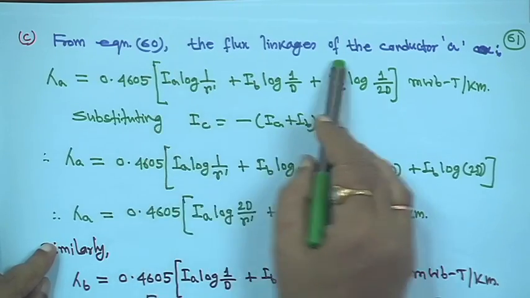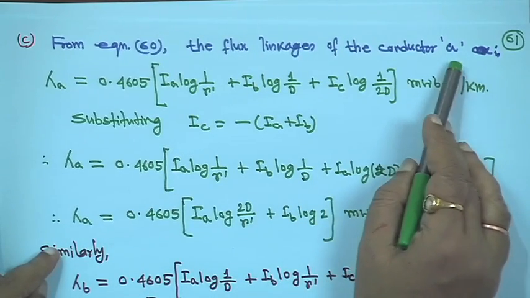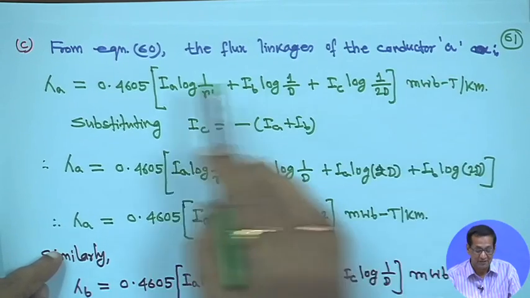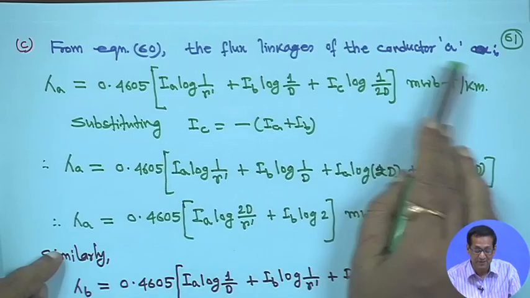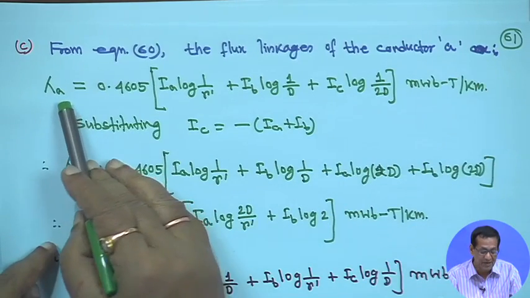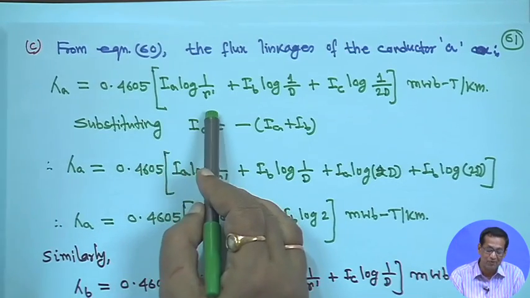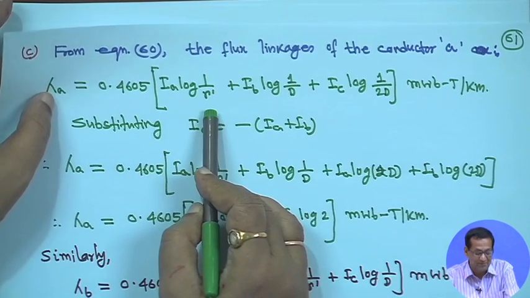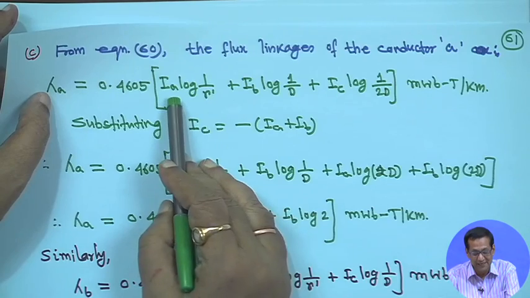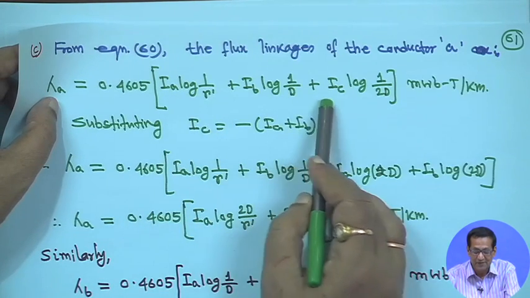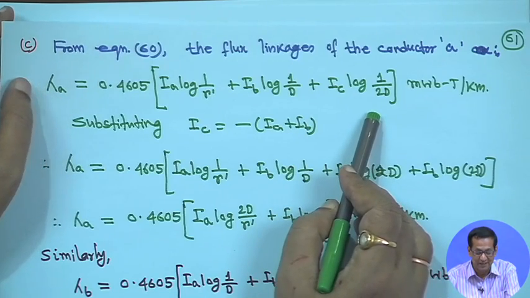Now, part C. From equation 60, the flux linkage of the conductor A, which I have kept in inverted commas, we write lambda A equal to 0.4605 IA log 1 upon r dash, this is for conductor A, that is why we are writing IA, log 1 upon r dash plus IB log 1 upon d plus IC log 1 upon 2d.